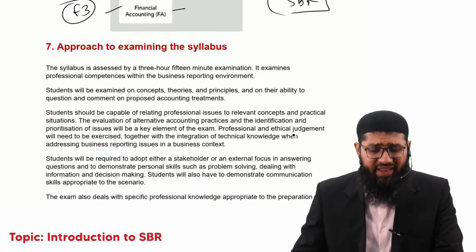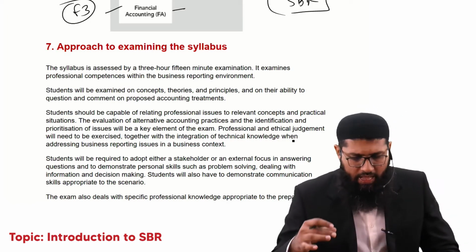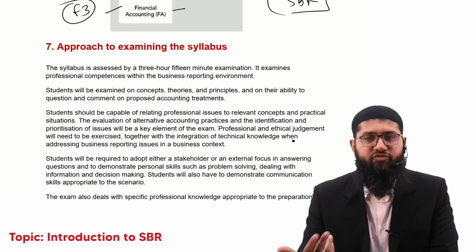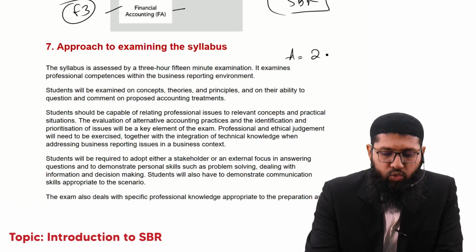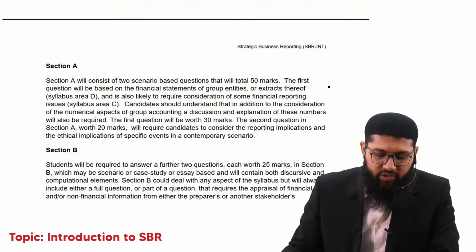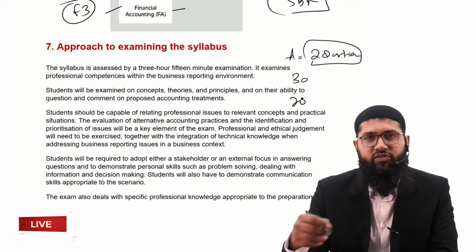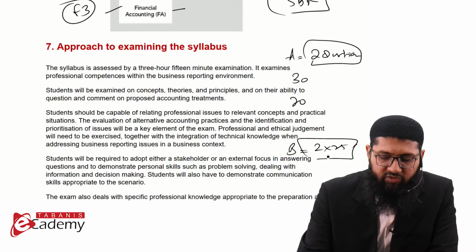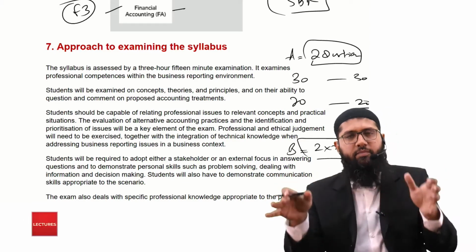Now, the next thing in the syllabus is the approach to examining the syllabus. The SBR paper is examined a bit differently to the other strategic professional examinations. When you come to section A, there are two questions, structured like this: one question of 30 marks and one question of 20 marks. And then you've got section B, which is again two questions of 25 marks each. So that makes it 50 marks here, 20 marks here, 30 marks here. So 50 and 50, that's how the 100 marks are made up.